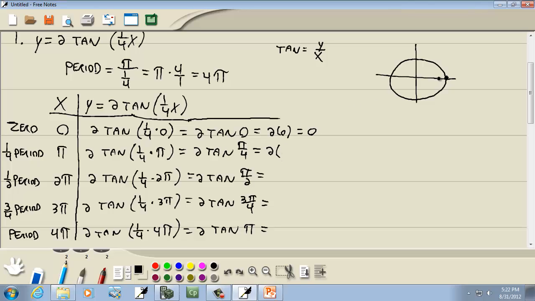On this one, we have tangent of pi over 4. Well, the pi over 4 is right here, and the point is square root of 2 over 2 and square root of 2 over 2. So we have y over x, and square root of 2 over 2 divided by square root of 2 over 2 gives you 1. So 2 times 1 gives us 2. Now here, I have tangent of pi over 2, which is right here, and this would be 0, 1. Y over x would be 1 over 0, which is undefined.